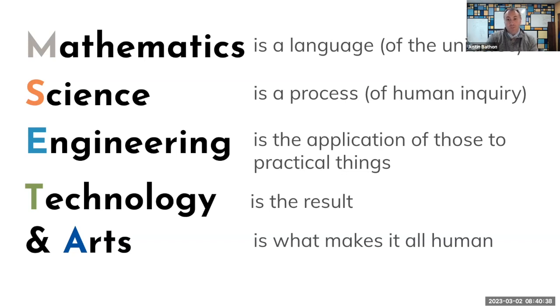So all the letters are there, STEAM, those are the letters we had to deal with, but we put them in a slightly different order, and we told this story: mathematics is the language of the universe. Science is a process of human inquiry. Engineering is the application of those to practical things. Technology is the result, and art is what makes it all human and beautiful and something we want to spend time with. It's one thing. It's a single thing. And now that you can see a single thing, we can do a clear job. We can start to focus on how to let students experience this single thing as often as possible in school.